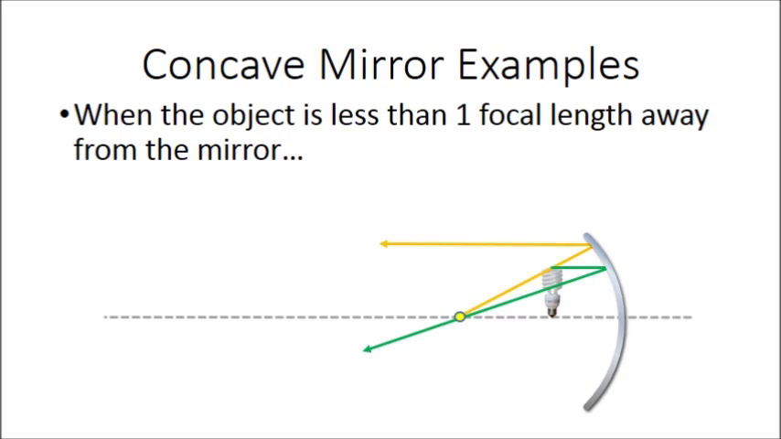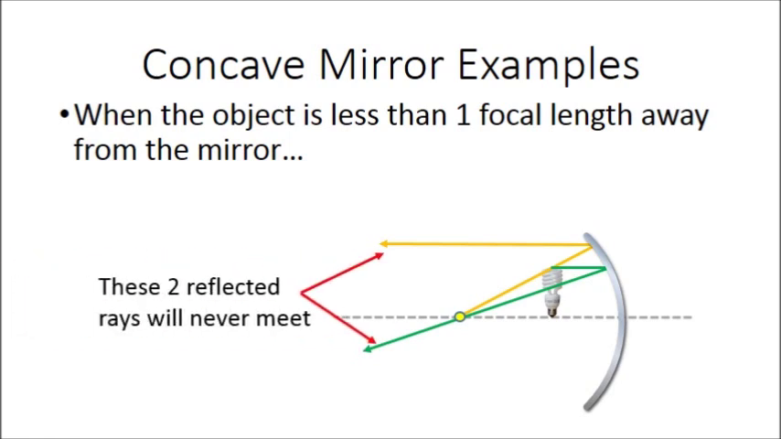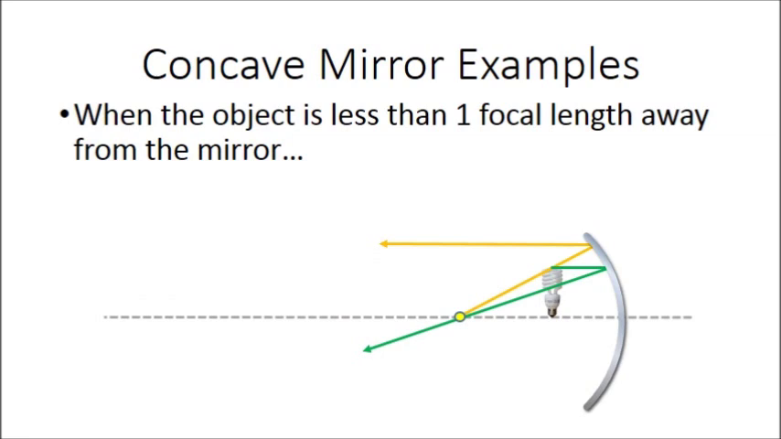All right, good. Now we have 2 reflected rays bouncing off the mirror, but we still have a bit of a problem because these 2 reflected rays will never meet each other, right? These 2 rays are getting farther and farther apart as they go. So we can't have them cross anywhere in front of the mirror. So what we'll do is extend the reflected rays behind the mirror. And now they cross. And where those 2 meet, we put our image.